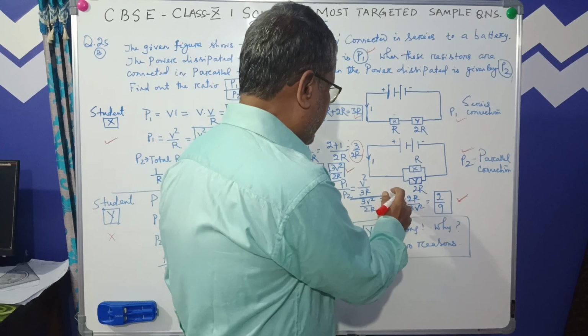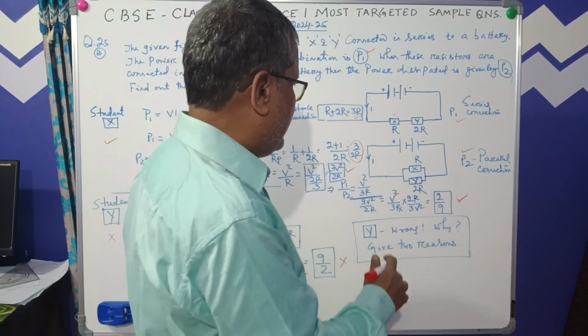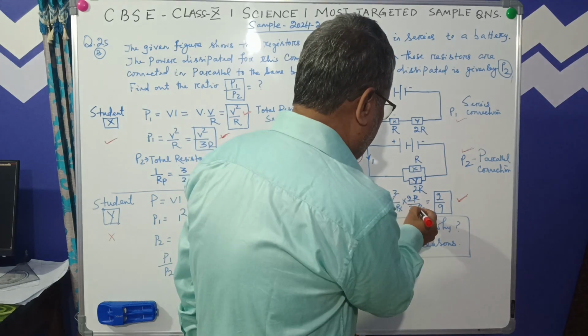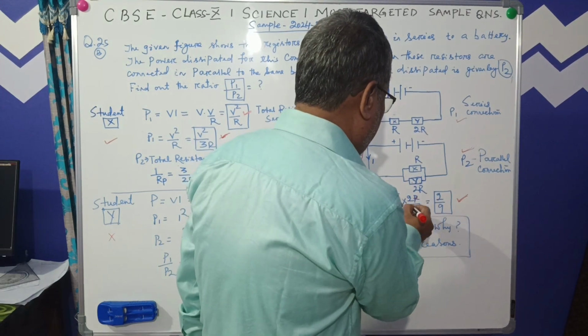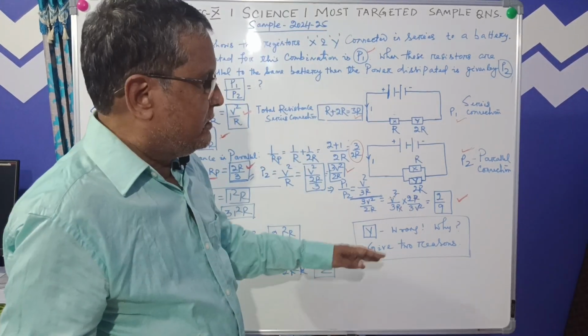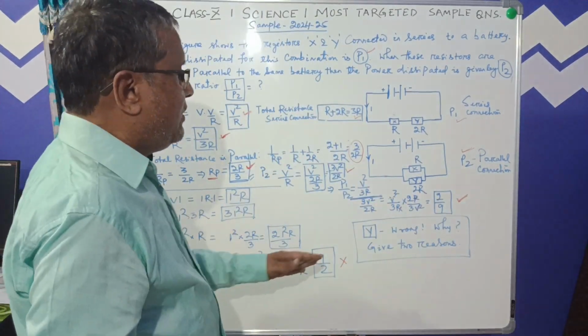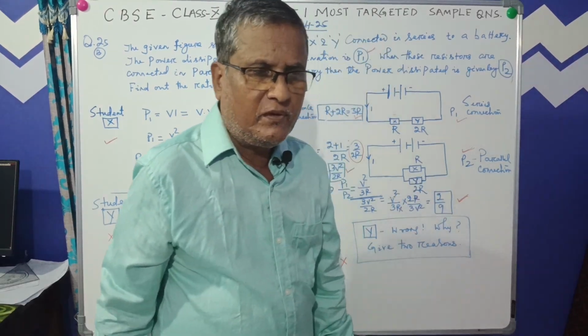Now you see, V square by 3R into 2R by 3V square. V square cancels and R cancels. So 2 by 3 into 3, that is 2 by 9. So the ratio is 2 by 9. This is the answer student X got.